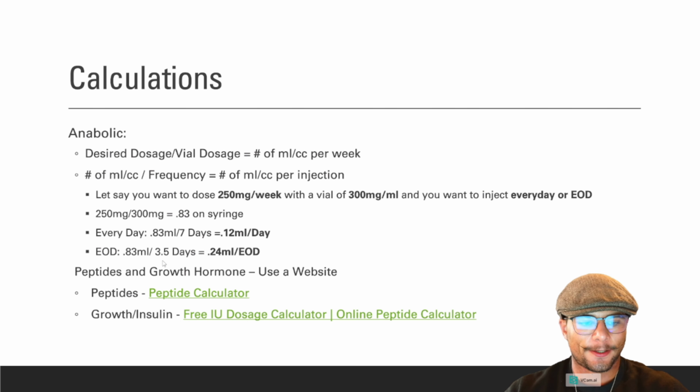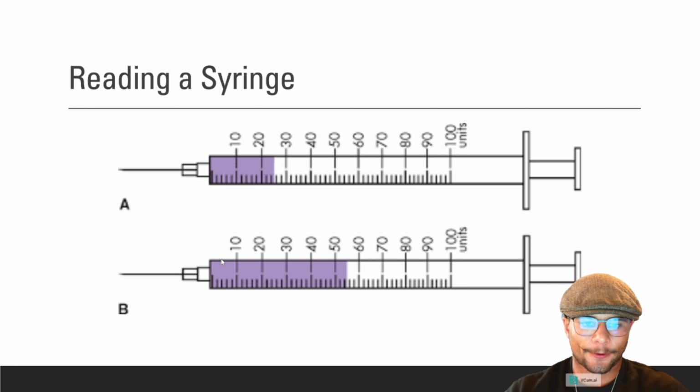Now, let's say that you want to do it every other day. It is 0.83 milliliters divided by 3.5 days, and this comes to 0.24. So you would be drawing to here. This is 0.2 and then 0.04, so 0.24.